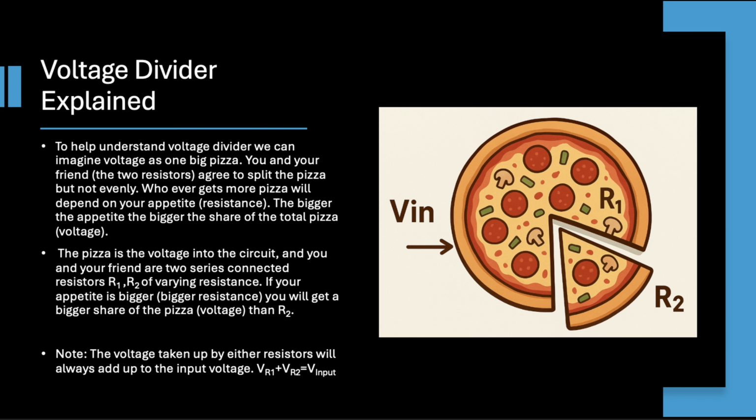The pizza is the voltage into the circuit, and you and your friend are two series connected resistors R1, R2 of varying resistance. If your appetite is bigger, resistance, you will get a bigger share of the pizza, voltage, than R2. Note, the voltage taken up by the resistors will always add up to the input voltage.